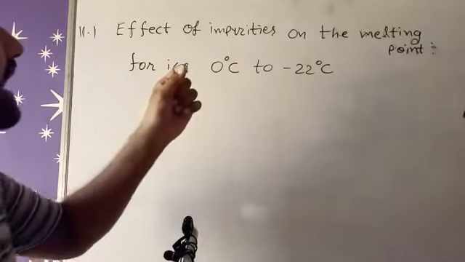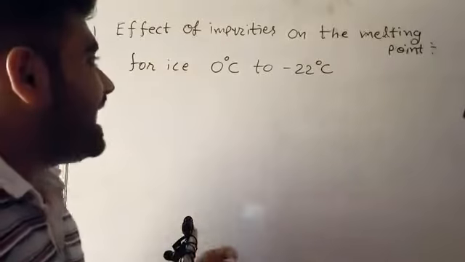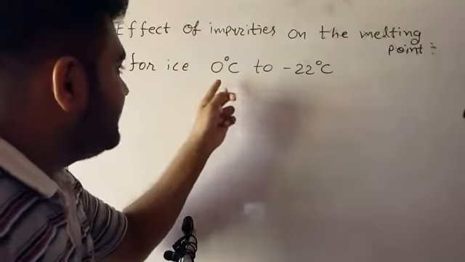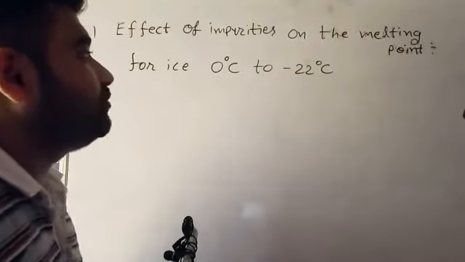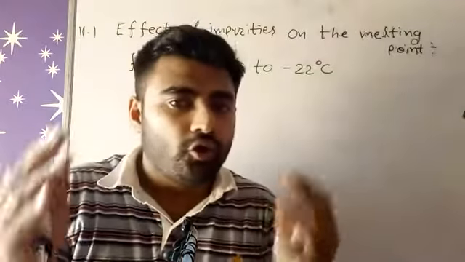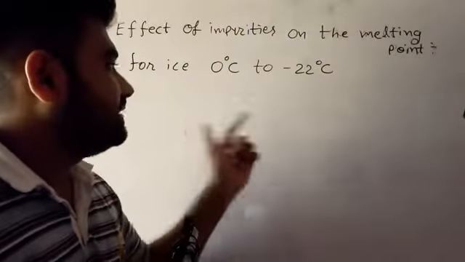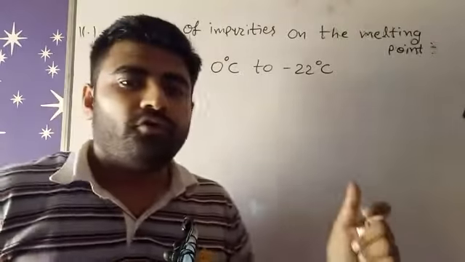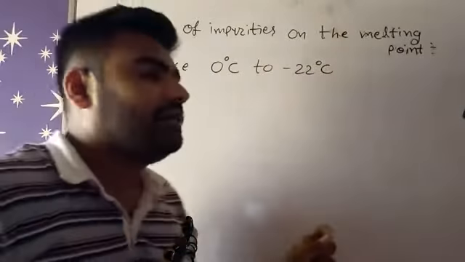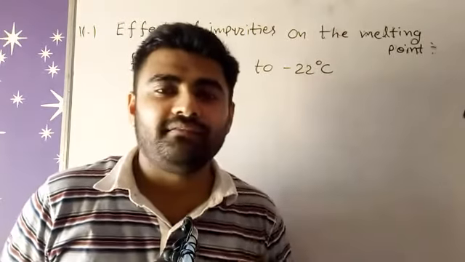So by adding impurity here, what is the impurity? It is salt. So by adding salt to the ice, the melting point decreases to minus 22 degree Celsius, which means for some low temperature we can freeze that particular substance, for example ice. So what is the usage of these impurities? We use salt to keep kulfis cold and frozen, right?